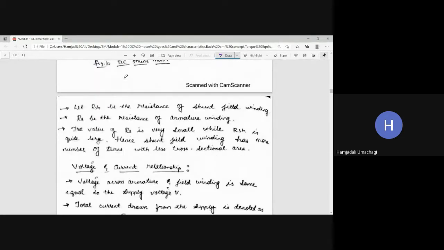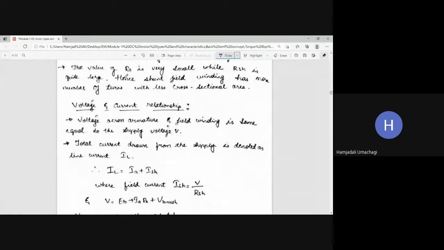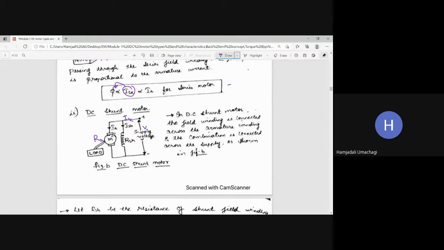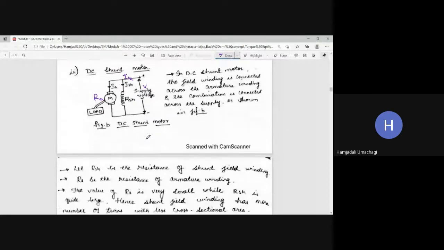Now let us see the current and voltage relationships. The voltage across the armature and field winding is the same, equal to the supply voltage V. How are the armature winding and field winding connected, in series or in parallel? Parallel. Very good. Since they are connected in parallel, the voltage across them is the same as the supply voltage. So the voltage across the armature winding and across the field winding is the same as the applied or supply voltage V.